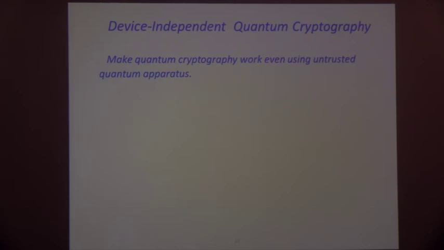And now, are there some applications of this kind of pseudo-random number generator aside from the fact that the security agencies are paranoid about such things? In fact, it turns out to be very helpful for something called device-independent quantum cryptography, because quantum cryptography has been around for, I think, 20, 30 years now.